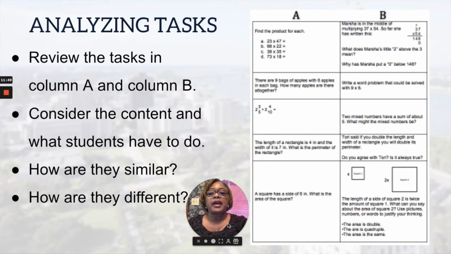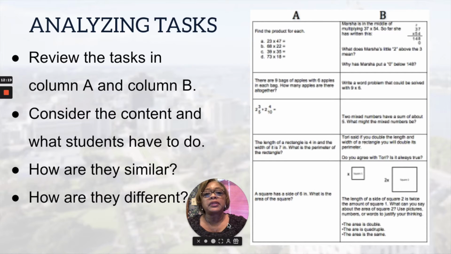Okay, so there's my timer. So one of the things you probably notice is that when you look at some of the tasks in column A, there are some things that are probably just straight recall. There's at least one naked number problem over there. For example, the second problem in column A says there are 9 bags of apples with 6 apples in each bag. How many apples are there altogether?